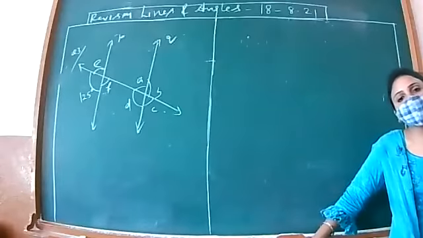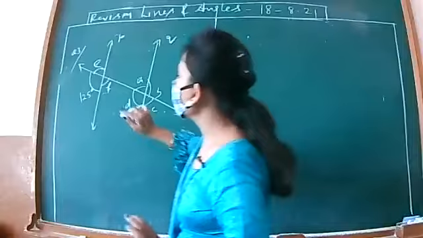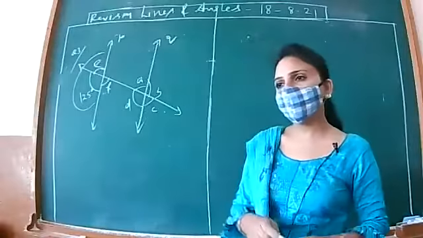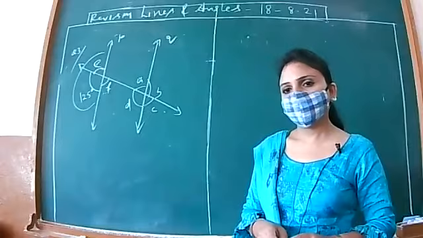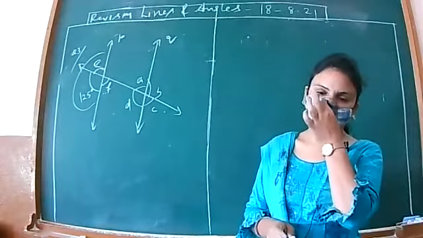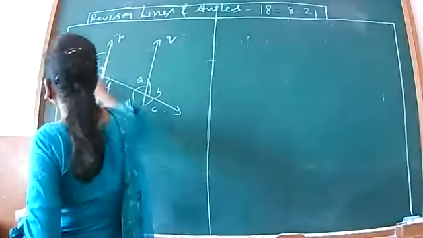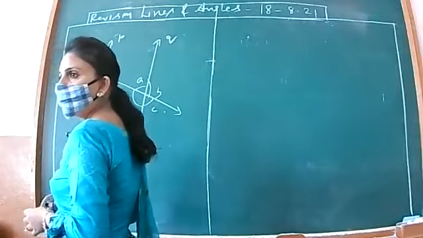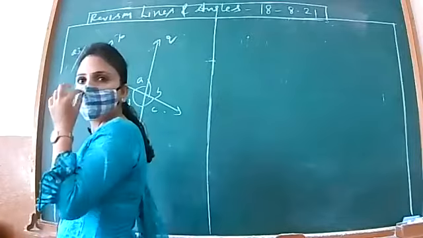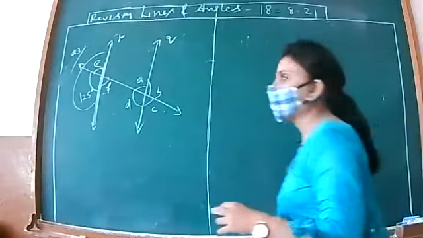We are given P parallel to Q. We want to find the unknowns. Can anyone tell me what is the relation between E and 125? Aap batao bete. E and 125. Ma'am, linear pair. Aapko kyun nahi pata chalta? Straight line pe baithe hue hain dono, to linear pair hi honge? Sum kya hoga dono ka? 180. Your angle sum is 180.